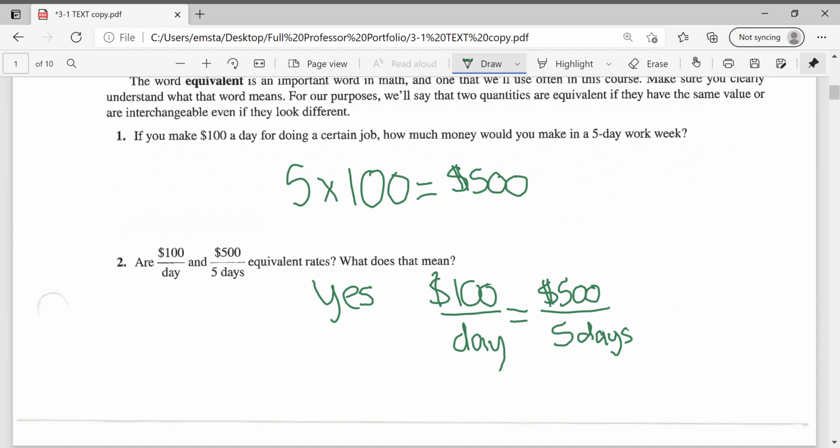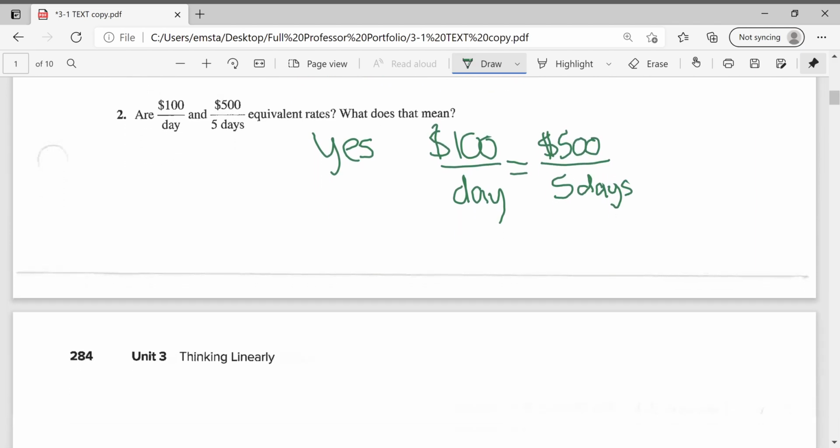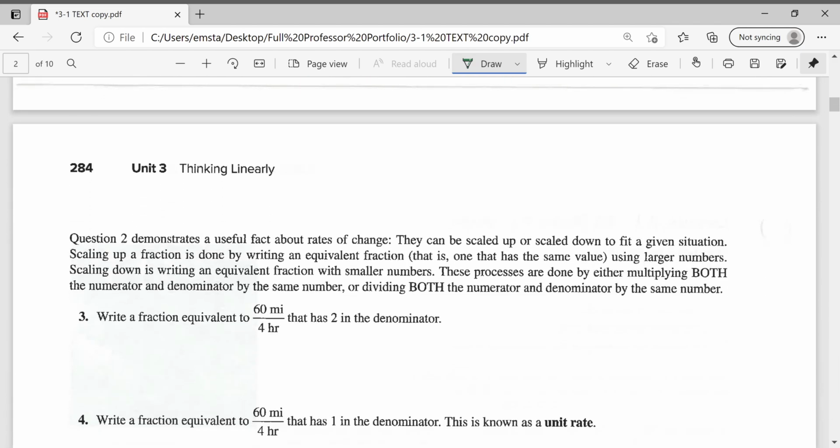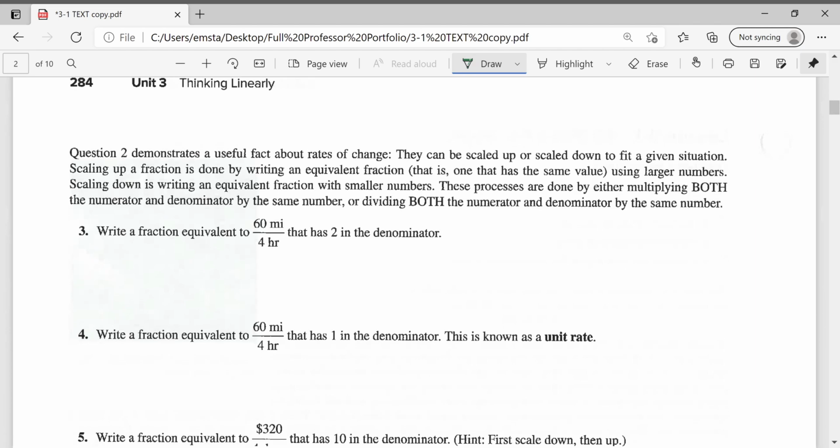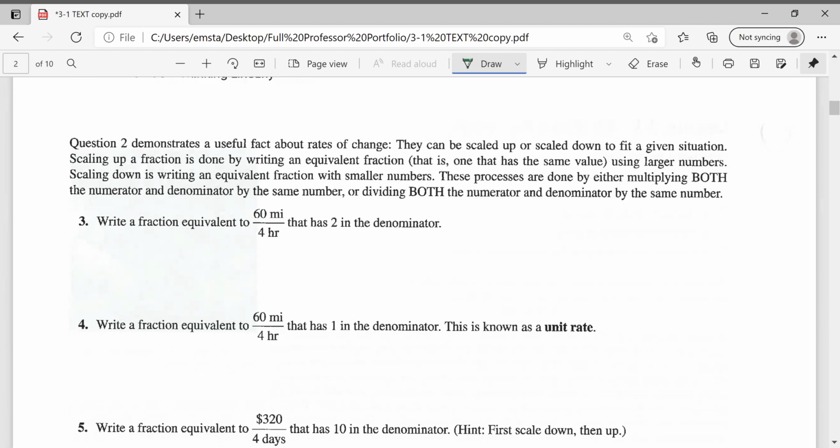Turning the page to page 284, it says, question 2 demonstrates a useful fact about rates of change. They can be scaled up or scaled down to fit a given situation. Scaling up means using larger numbers, scaling down means using smaller numbers. These processes are done by either multiplying both the numerator and denominator by the same number, or dividing both the numerator and denominator by the same number.